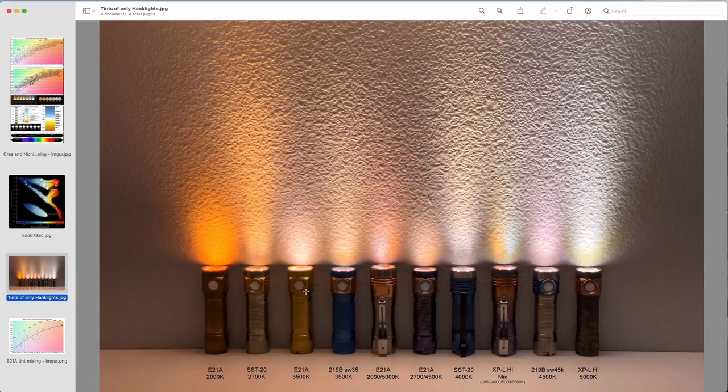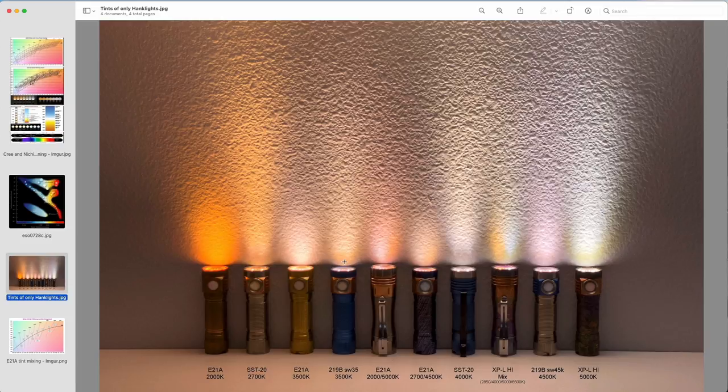But when I get to this E21A, you can start to see that all of a sudden it's starting to turn pinkish. So this would be below that black body locus line. And then this 3500 here, the 219B, is much more neutral than the one next to it. It has much less pink, even though it's about the same color temperature.